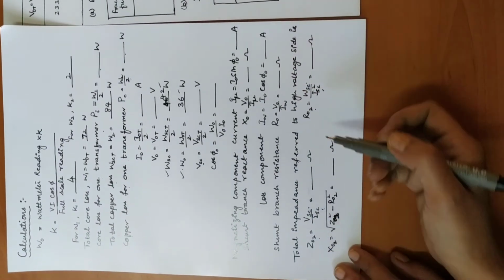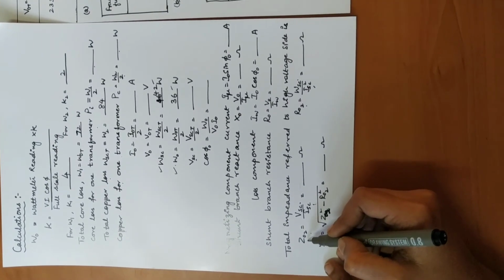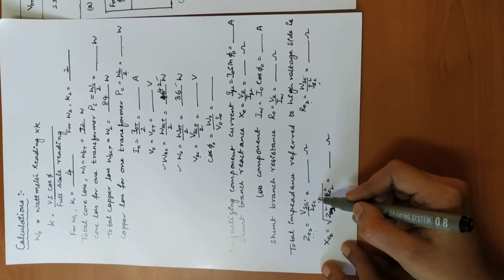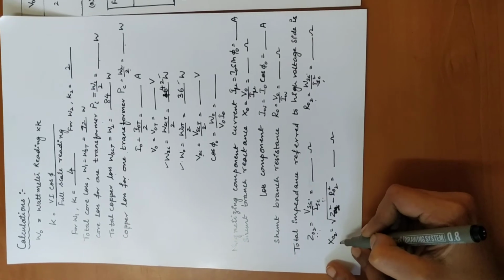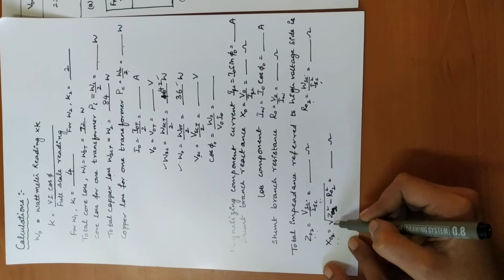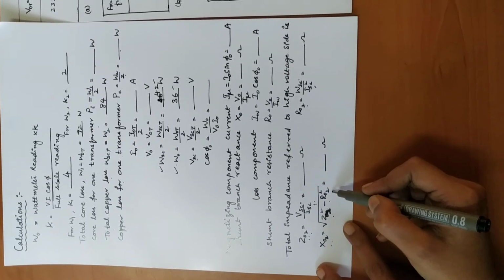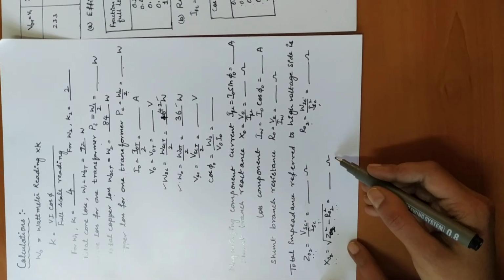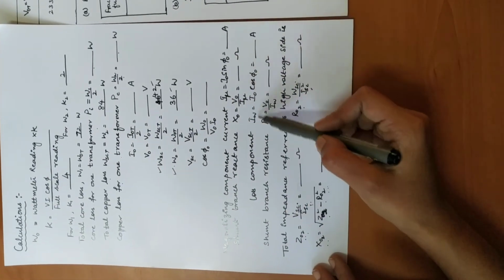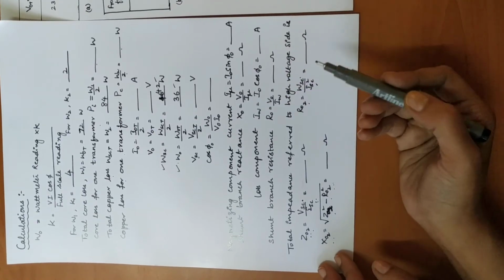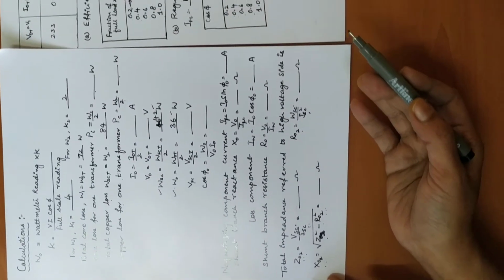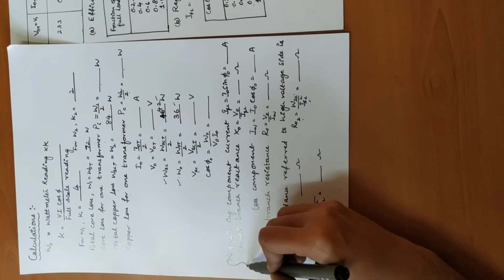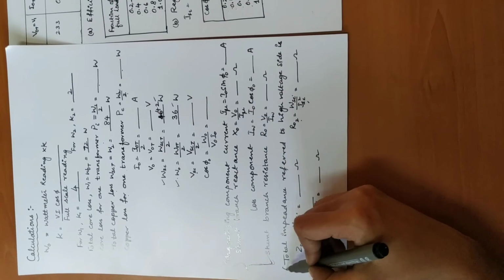Now once you find out Z02, which is VSC by IAC, you can find out X02. X02 is the square root of Z02 square minus R02 square, which is expressed in ohms. Why do we do this calculation? If it is referred to the primary side, we require this calculation just for the no load circuit. So this is for the short circuit.